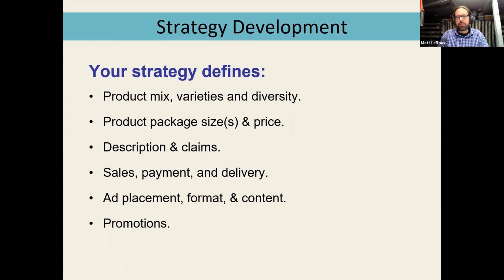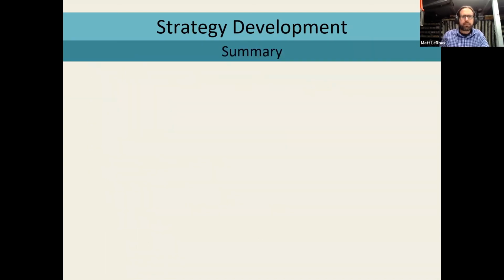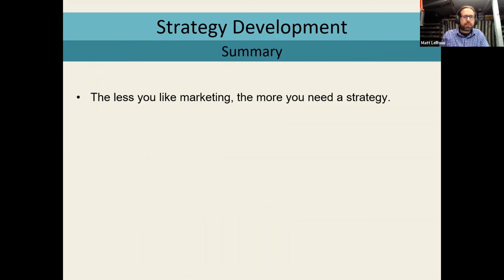How you sell the product and get it to your customer, where you place ads and what their content is, what you say about the product, and promotions being things like sales, coupons, samples, can all be informed by your strategy. In summary, the less you like marketing, the more you need strategy, because it will reduce the total number of hours that you need to spend on marketing.